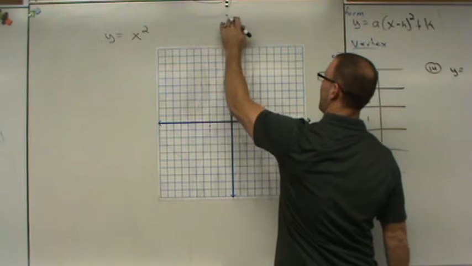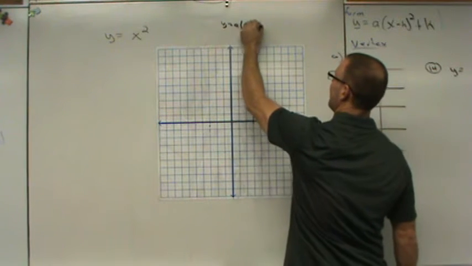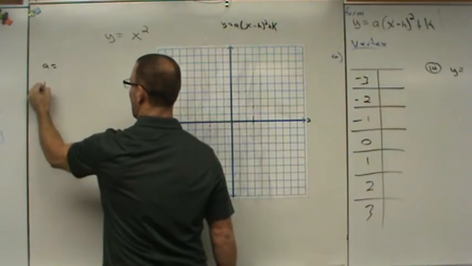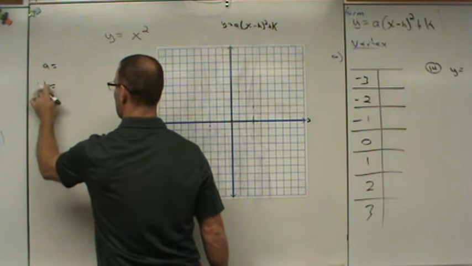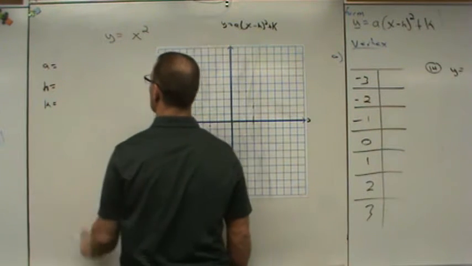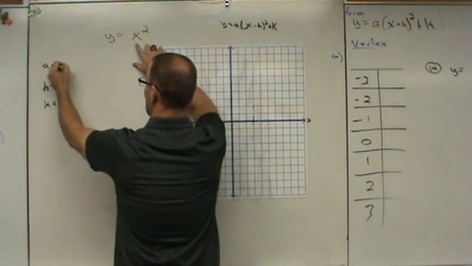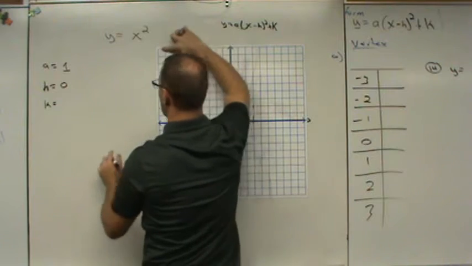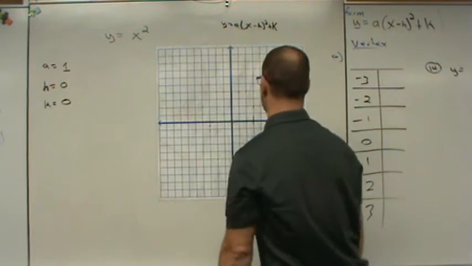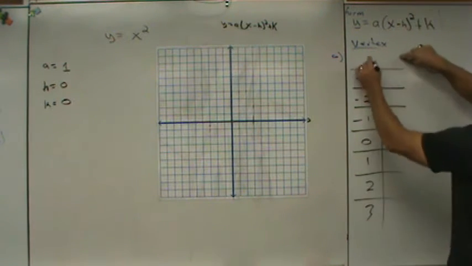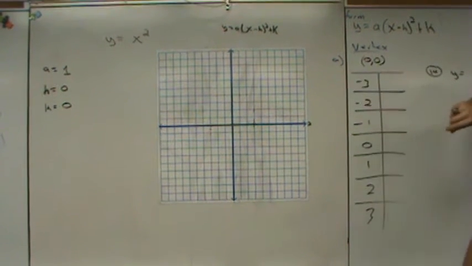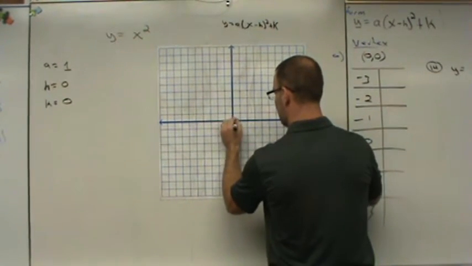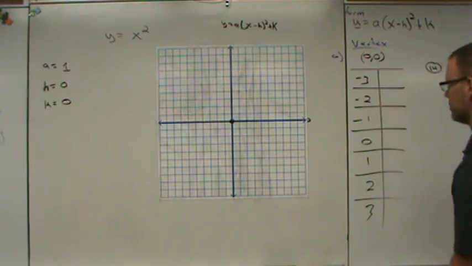y equals a(x minus h) squared plus k. When you do that, you identify a, h, and k. All right, what is a out of this? a is 1. h, there is no plus or minus, so h is 0. k, there is no k, so it's 0. That helps me with my vertex, which is 0, 0. So I can go ahead and put that on my graph right now. Here's my vertex, 0, 0.